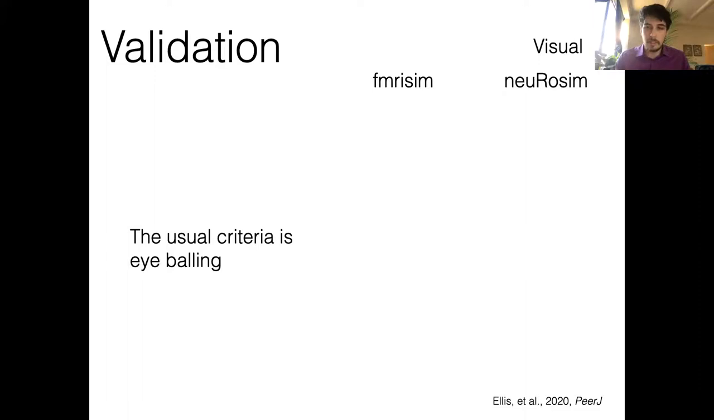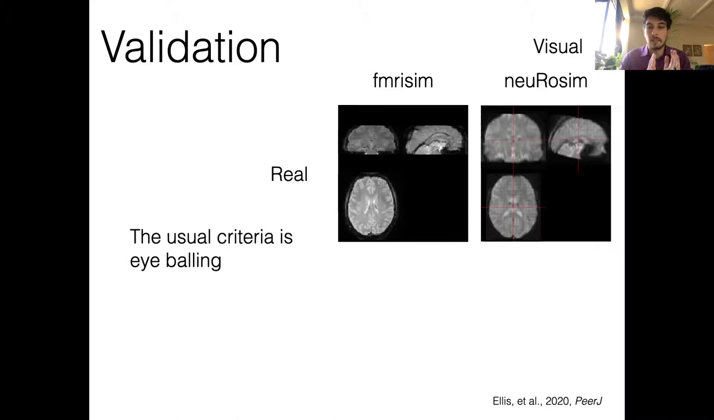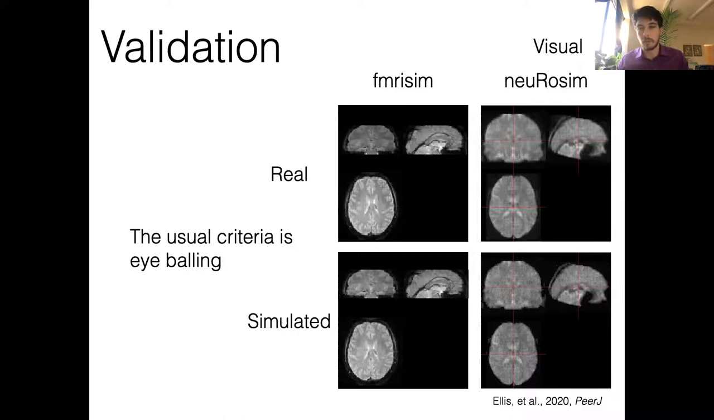On the left-hand side, I'm showing you fMRI sim, and on the right-hand side, I'm showing you neurosim. These are two different data sets, so you can't easily compare between the two models. But this top row is showing you real data. This is the input to fMRI sim or to neurosim. And on the bottom row, you see the simulated data. In general, you can see both methods are doing pretty well at simulating data.